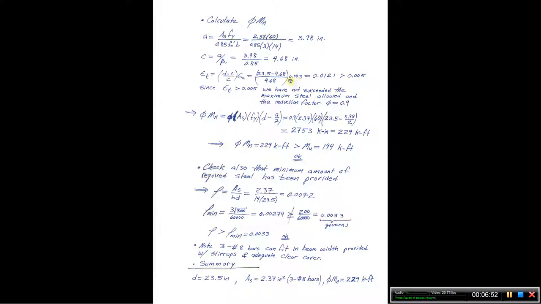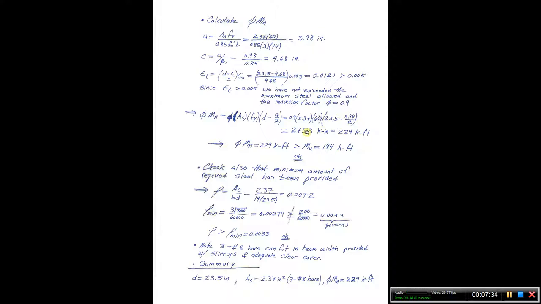Notice in this calculation we use epsilon sub u of 0.003 for the concrete. That is typical. And furthermore, because, as I said, this epsilon t was greater than 0.005, this means that our reduction factor phi is 0.9. It's that simple. Now, once we have phi calculated, we have a, we have the area of steel, the yield stress, we have d, we can use this formula here to calculate phi Mn. And if we plug those values in, we get 229 kip feet.